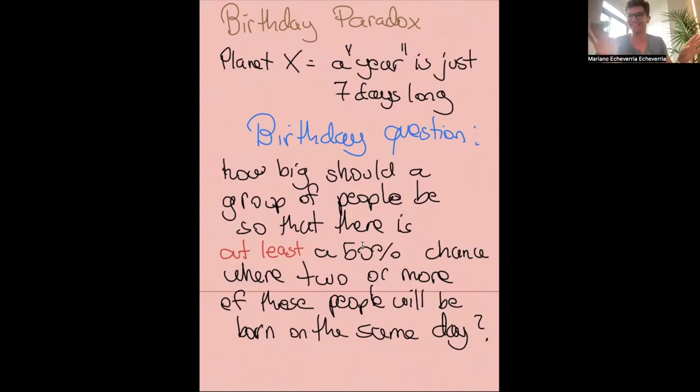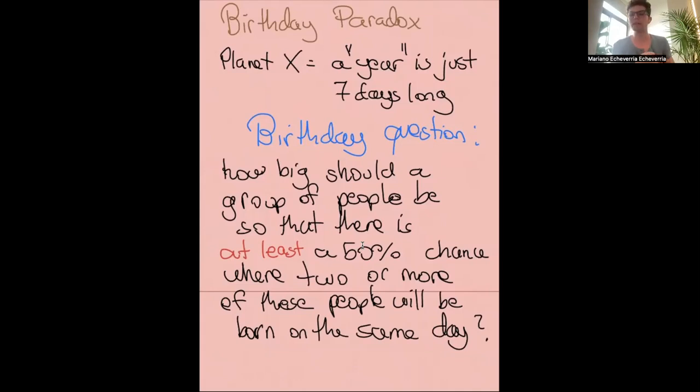Because if the year is only 7 days long, once you have 7, you could have this unlikely chance where everyone was born on a different day. But once you add 8, you're done. The 8th person's birthday must go somewhere, right? That's the pigeonhole principle, for those of you who know that name. So with certainty, with 8 people, at least 2 people share a birthday, right?